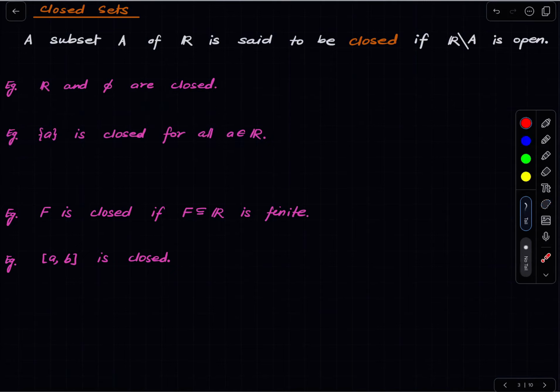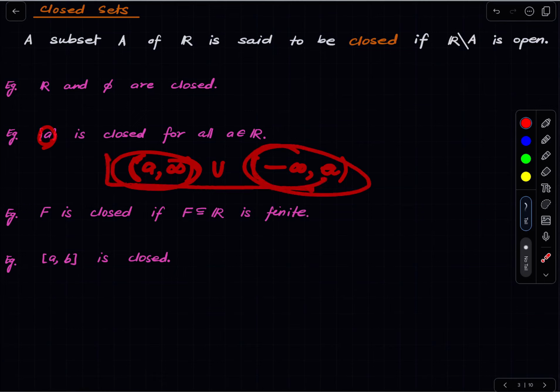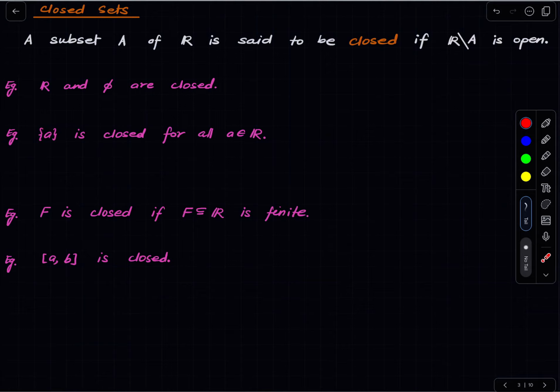Every singleton is a closed set. You pick any real number a, make this singleton. This is a closed subset of the set of reals. Because what is its complement? Its complement is this union that. This is an open set, that is an open set, hence the union of the two is open, because the union of any finite collection, or in fact any arbitrary collection of open sets, is open. So the complement of this is open, and hence this is a closed set.